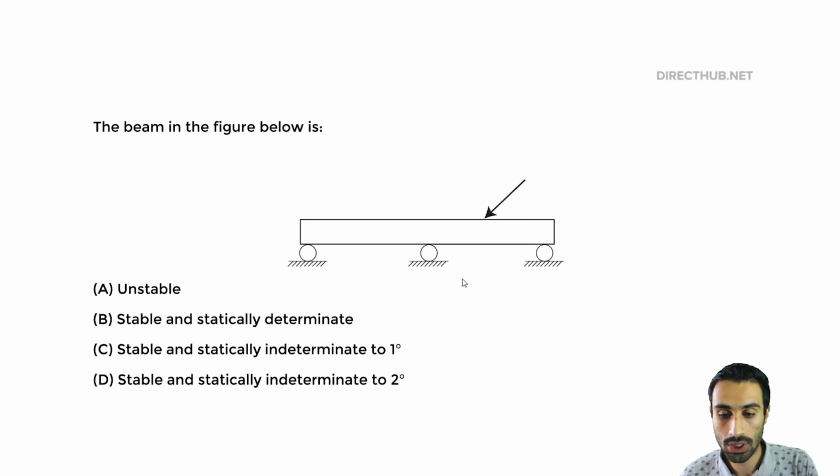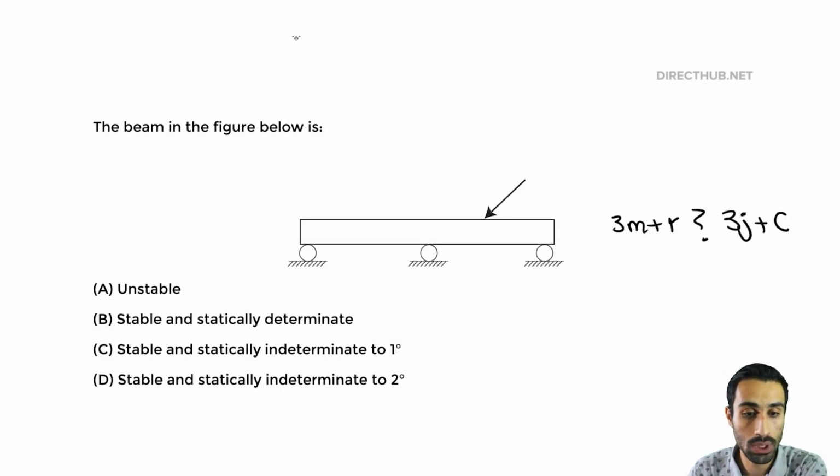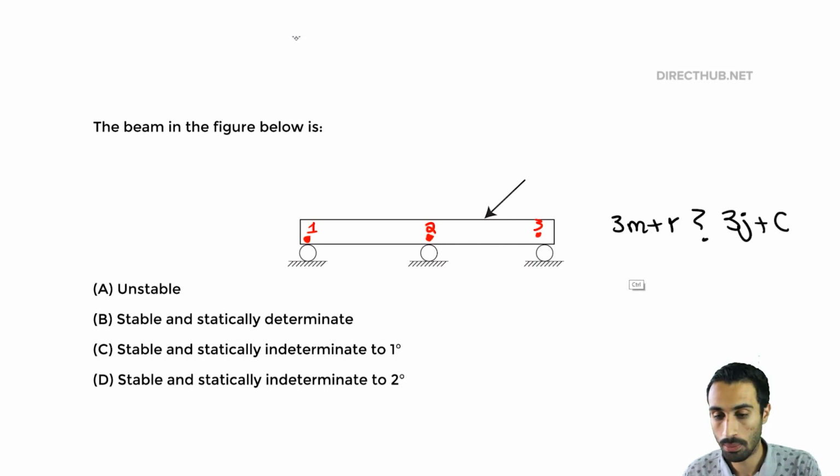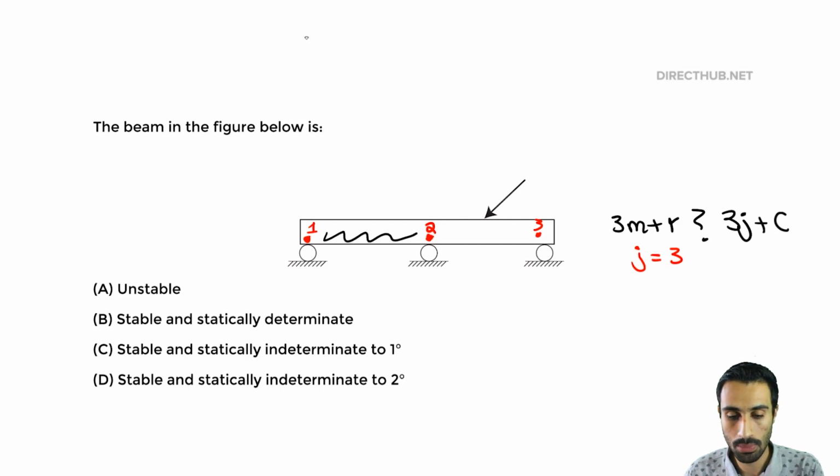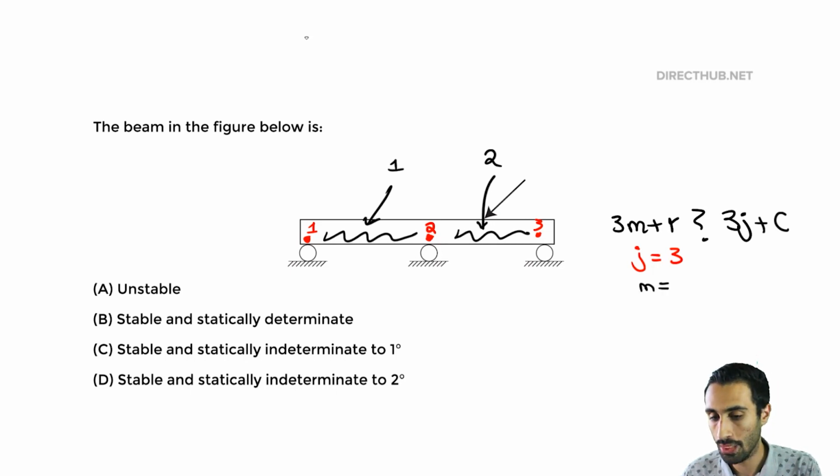So what we will say first is we have that classic equation. So we do 3m plus r, 3j plus c, and we will ask this question. So now, how many joints do we have? I like to do the joints. 1, 2, 3. So j is going to be 3. So we put 3 for j. Then we know the number of members is going to be this member, so this is 1, this member will be 2. So m is going to equal 2.